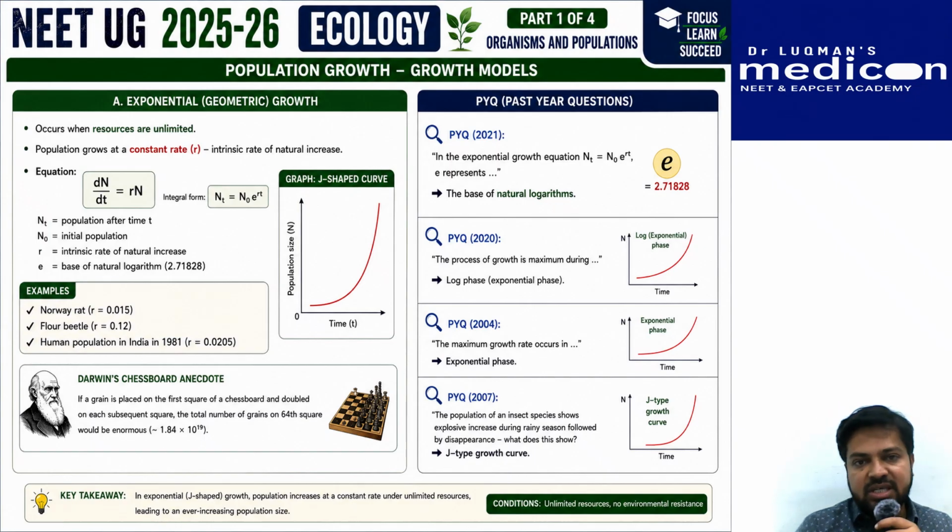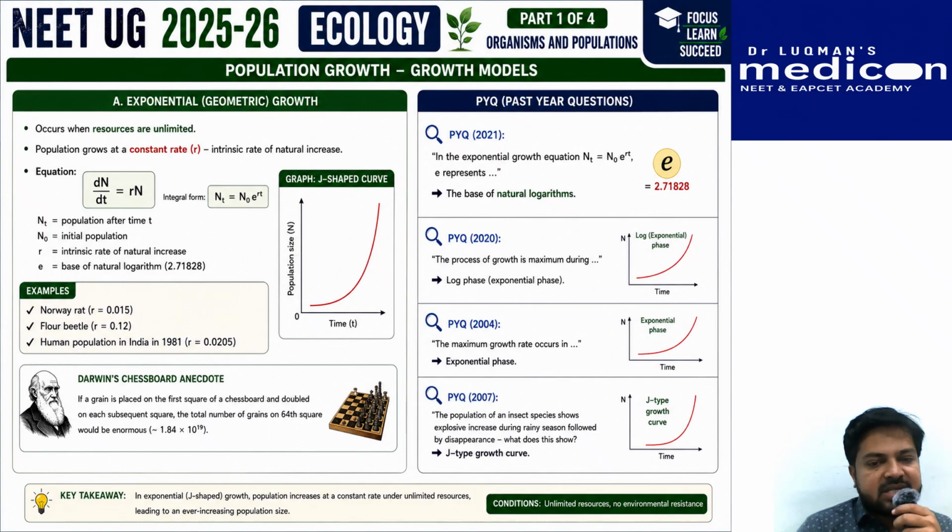Let's see the previous year questions from this topic. In the exponential growth equation Nt equals N0 e to the power of rt, e represents the base of natural logarithm. I already told you the questions will be asked from this formula only. Similarly, another previous question: the process of growth is maximum during log phase, exponential phase, and the maximum growth rate occurs in the exponential phase. One more previous year question: the population of an insect species shows explosive increase during rainy season followed by disappearance. What does this show? It shows a J-type growth curve.